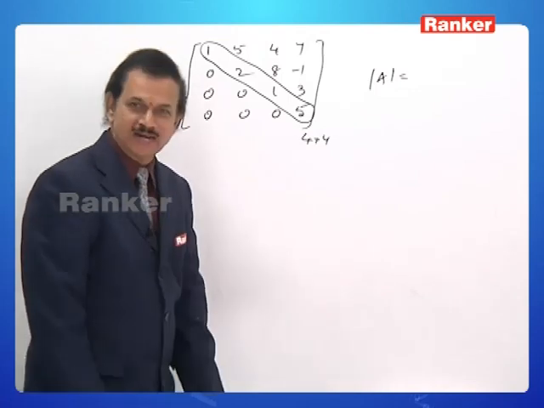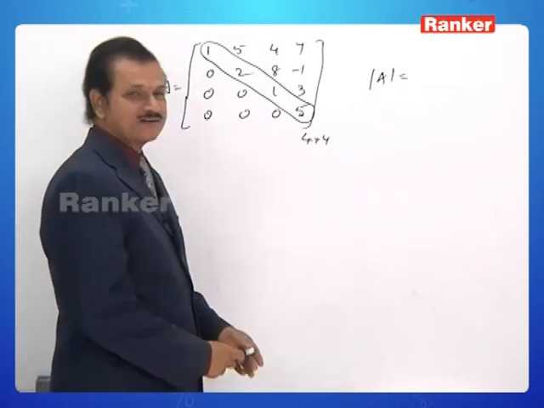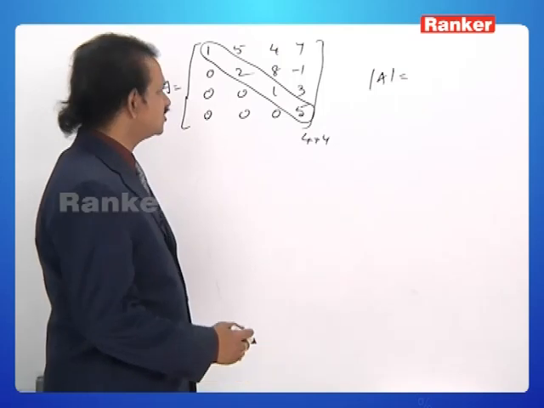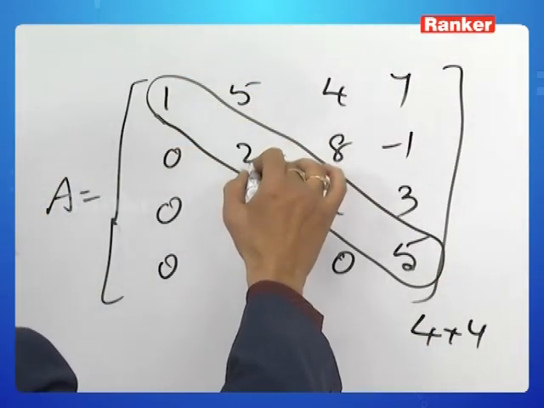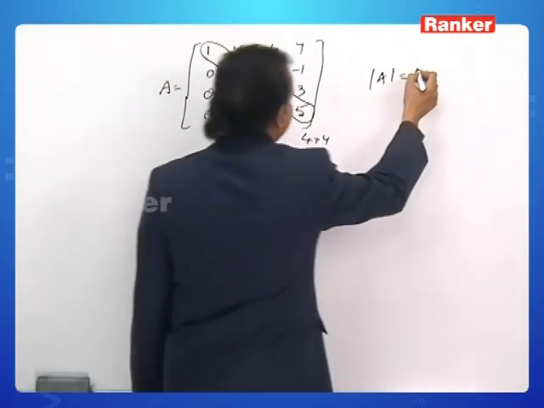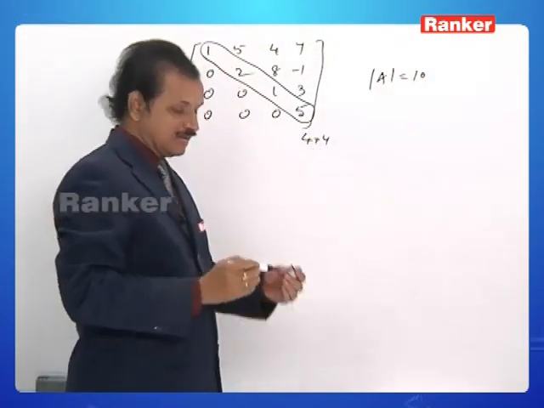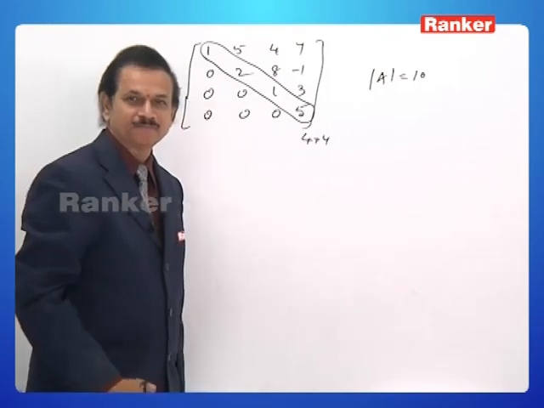In the case of an upper triangular matrix, it is just enough to find the product of the diagonal elements: 1 into 2, 2 into 1, 2 into 5, that is 10. That's all, the determinant. Okay, what is the reason for that?